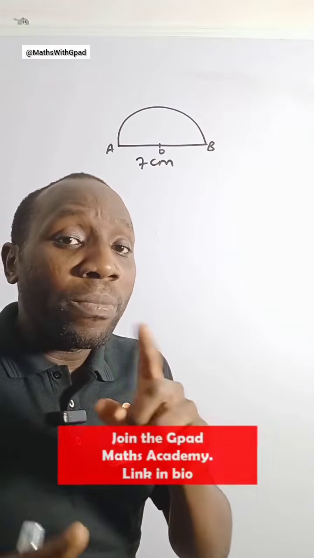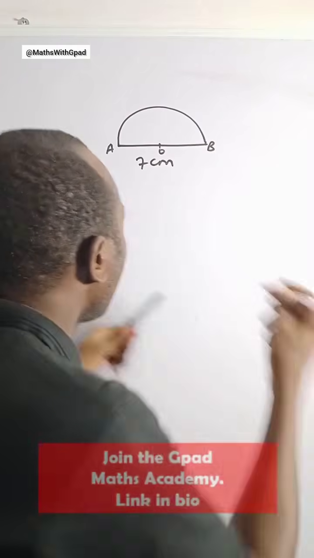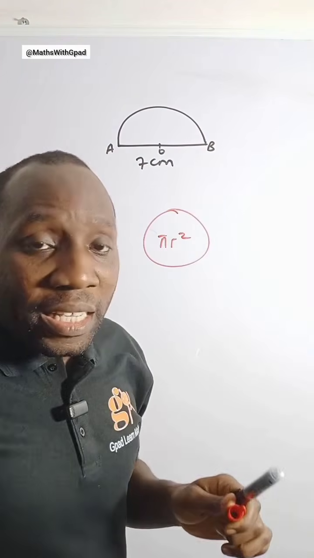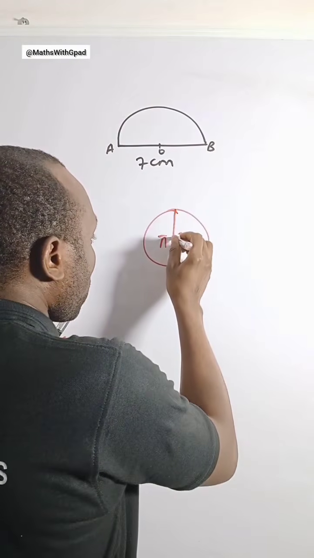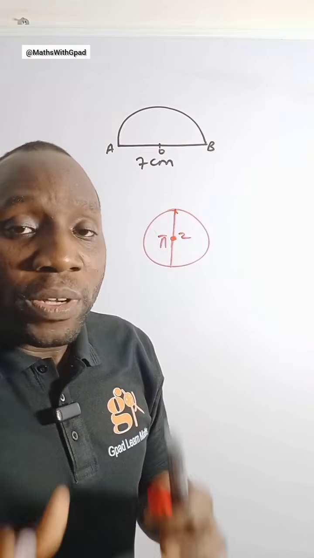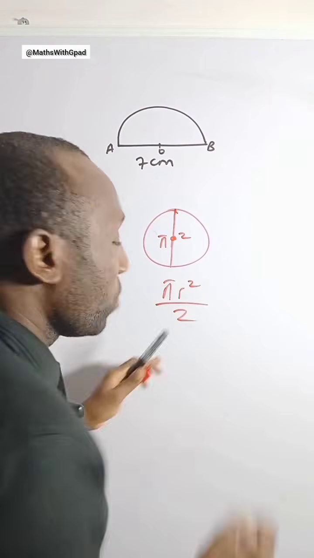And they make the mistake from the area of a semicircle. What's the area of a circle? The area of a circle is what? Pi r squared. And the area of a semicircle, if you divide it by 2, this is a semicircle. The area of a semicircle is half the area of a circle. So that's pi r squared over 2.